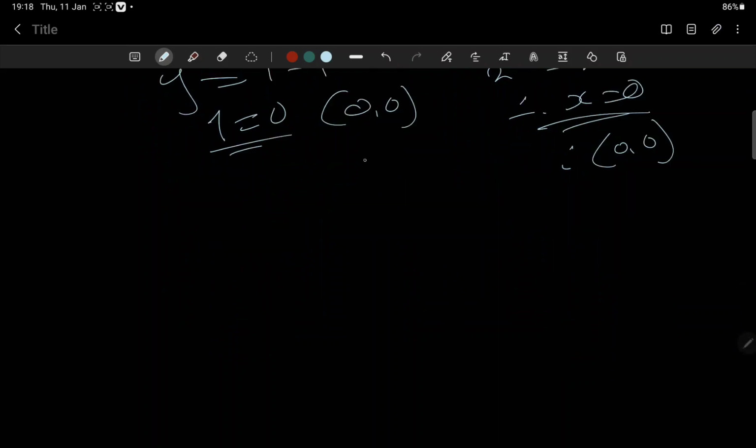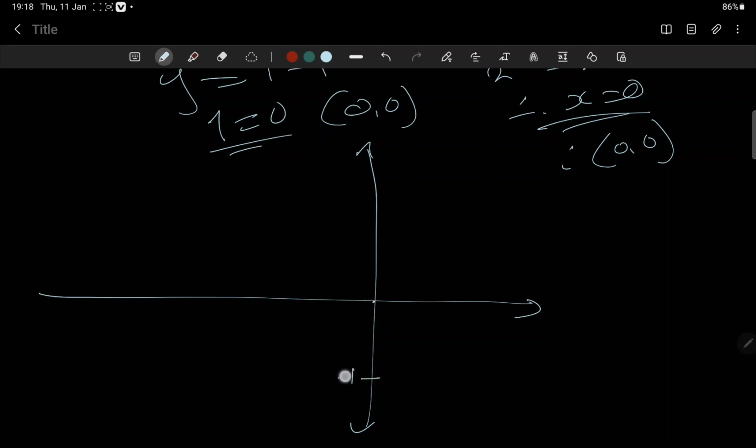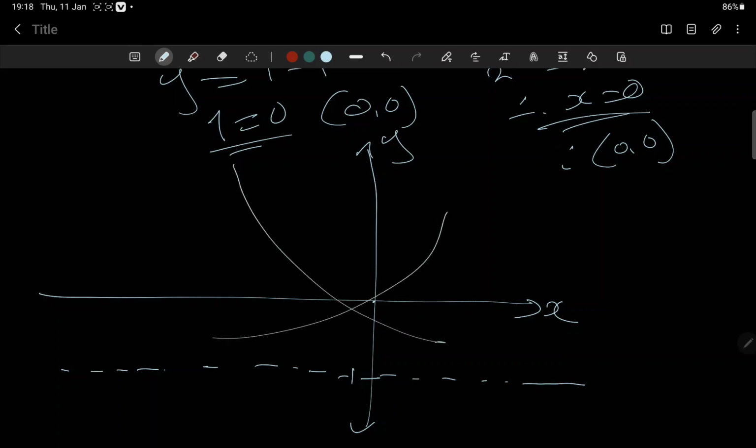Then if we were to sketch the graph, it will be something like this, and then that intercept is here, the x and the y-intercept, and the negative 1, this is x, this is y, the horizontal asymptote. And then how is the graph going? Is it this way or this way? How do we tell that? We look at the equation.